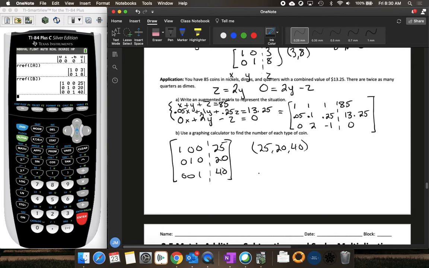Thinking about what x, y, and z were, x was nickels, so we had 25 nickels. y was dimes, so 20 dimes. And z was quarters, so we must have had 40 quarters.